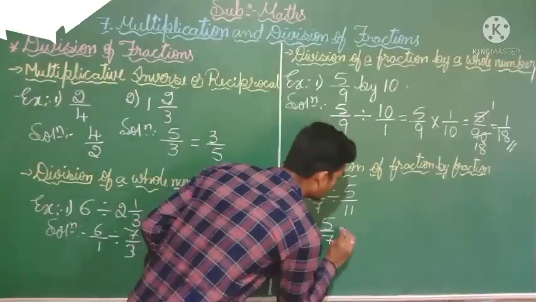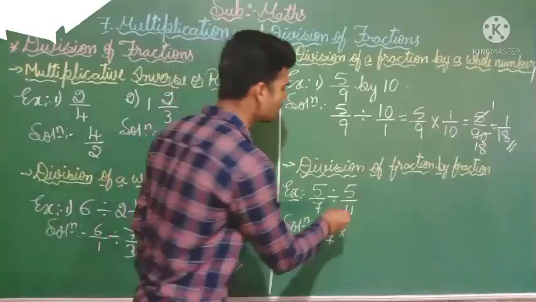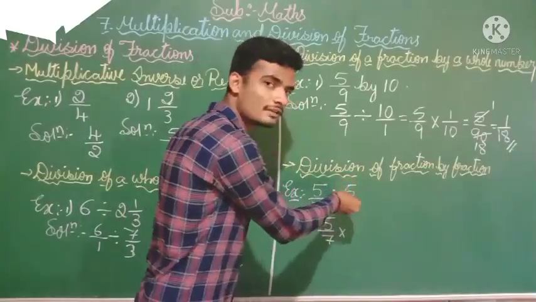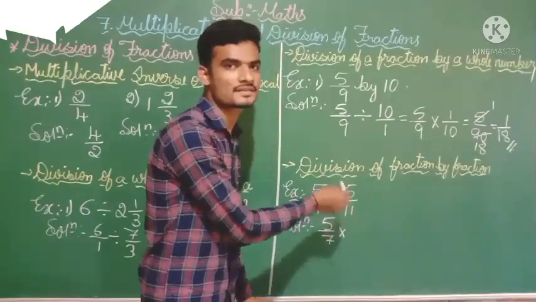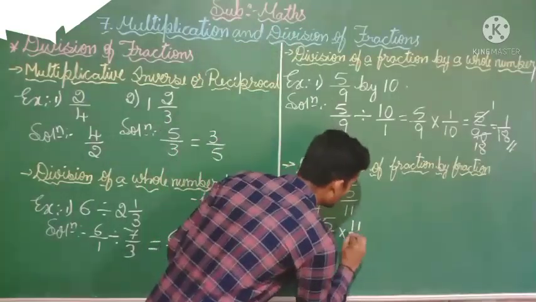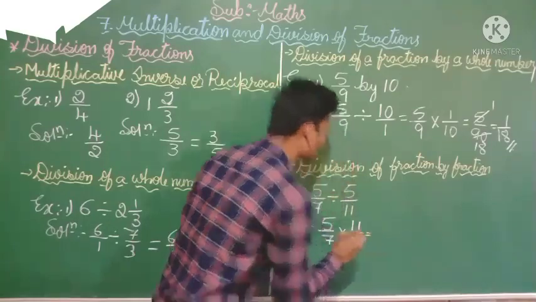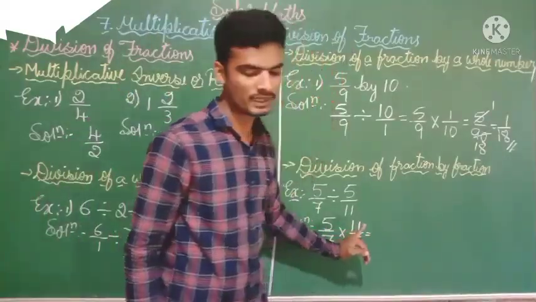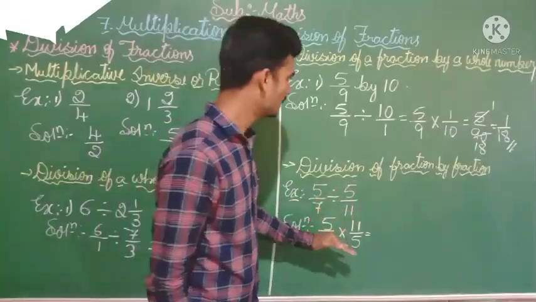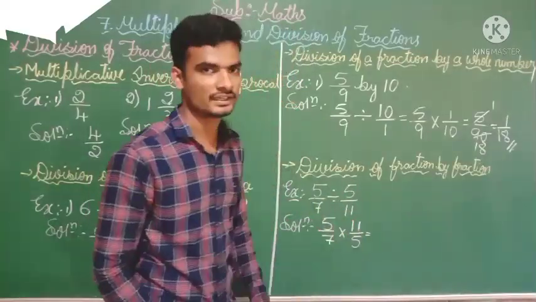Then we want to take the reciprocal of the second fraction. So what is the reciprocal of 5 by 11? Yes, very good. That is 11 by 5. Now you want to multiply the numerator with the numerator and the denominator with the denominator.